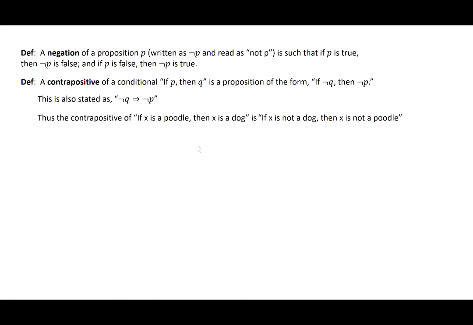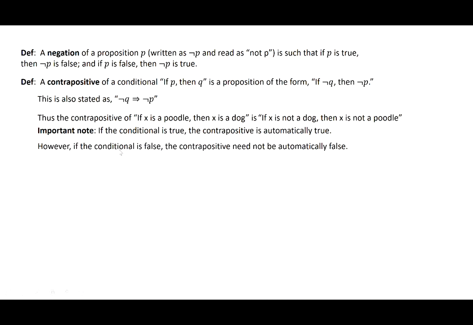Okay. What about the truth value of this statement? Is this true? If X is not a dog, then is it guaranteed that X will not be a poodle? Yep. So this is true. And the truth is, if the conditional is true, the contrapositive is automatically true. If the conditional is true, the contrapositive is automatically true. Please remember that. Okay? All right. However, if the conditional is false, the contrapositive need not be automatically false. That may be true or false.